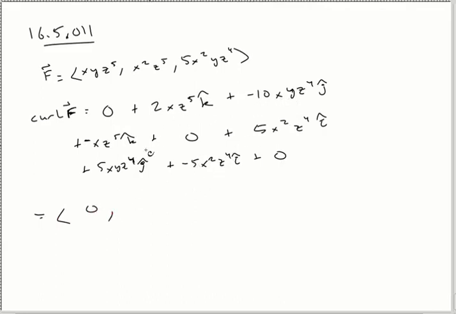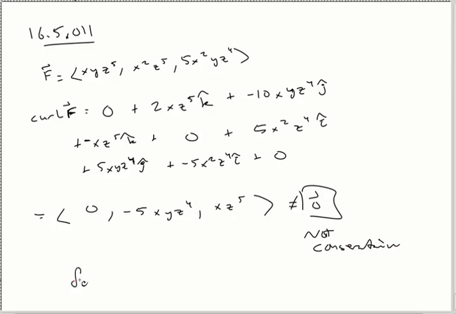In terms of my j's, I actually don't cancel them. They look pretty close, but I end up with a negative 5xy z to the 4. My z's actually don't cancel either. I'm left with this guy in the end. So not equal to the 0 vector, not conservative.